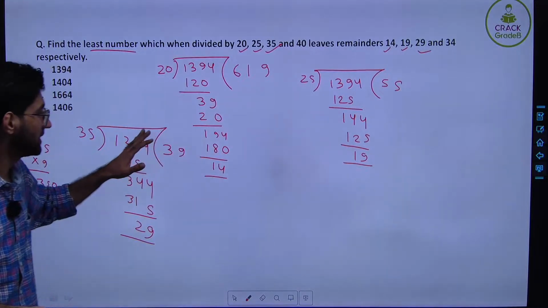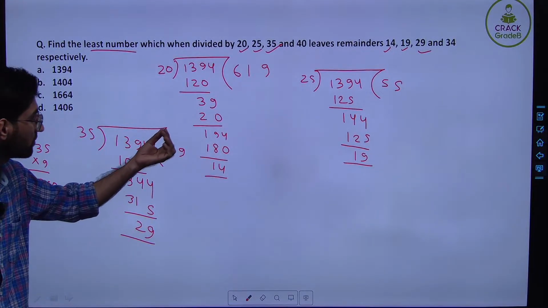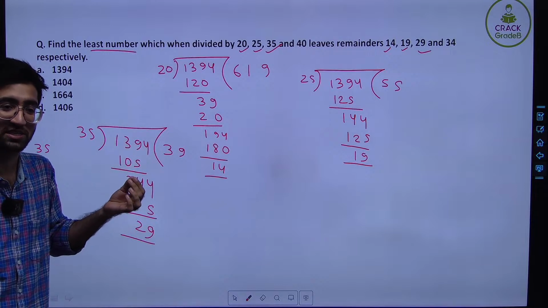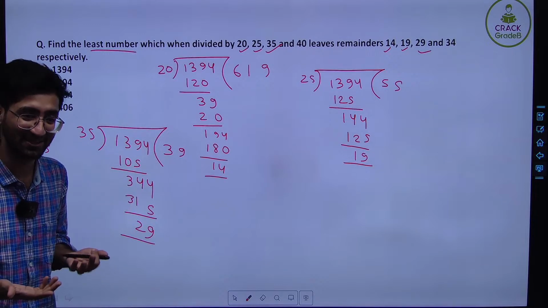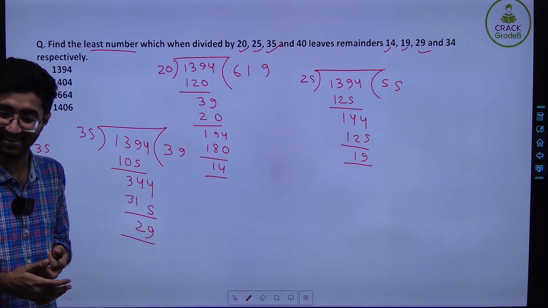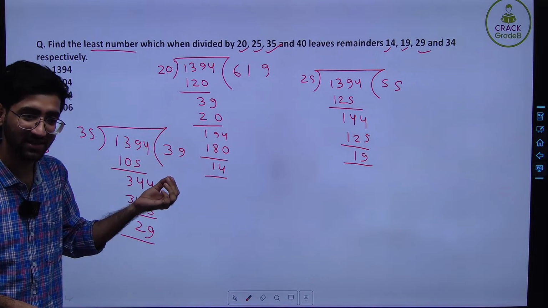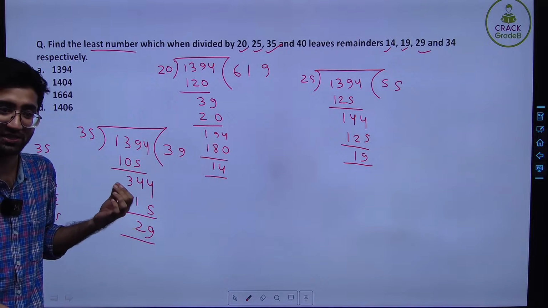See, obviously you will have to put in effort to divide these numbers, right? But how can you answer the questions of CSAT without putting in any kind of effort? We will definitely have to invest 1 to 2 minutes per question to answer the questions correctly.